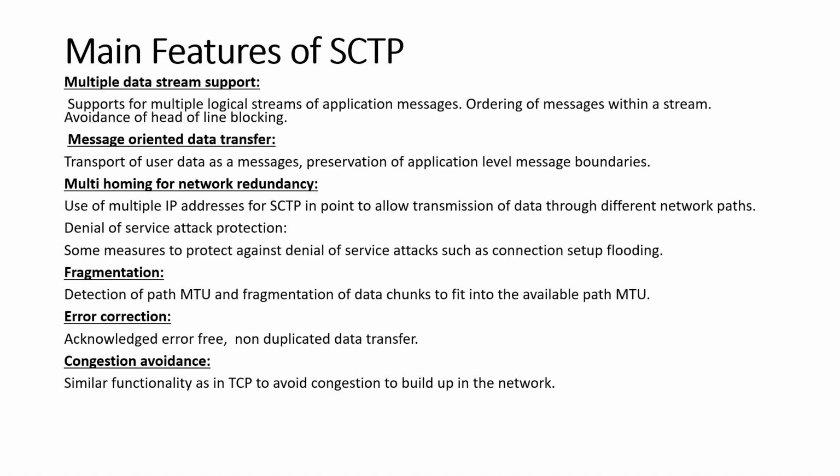Main features of SCTP. First one is multiple data stream support. Support for multiple logical streams of application messages, ordering of messages within a stream, and avoidance of head-of-line blocking. Second one is message-oriented data transfer. Transport of user data as messages, with preservation of application-level message boundaries. Third one is multi-homing for network redundancy. Use of multiple IP addresses for an SCTP endpoint to allow transmission of data through different network paths.